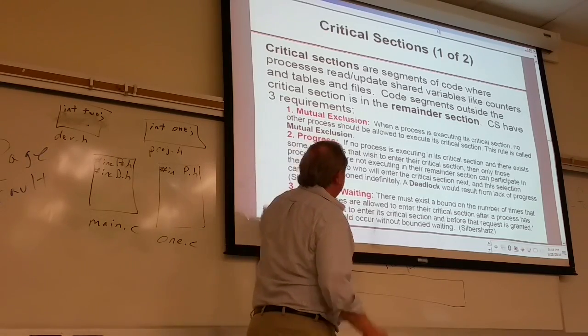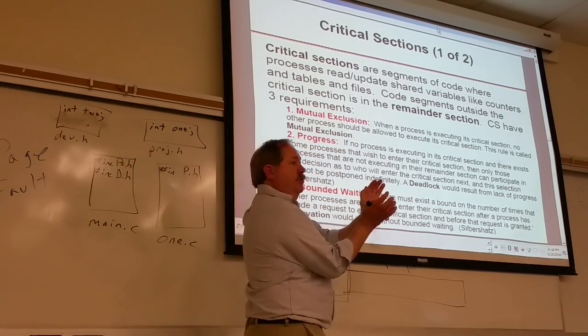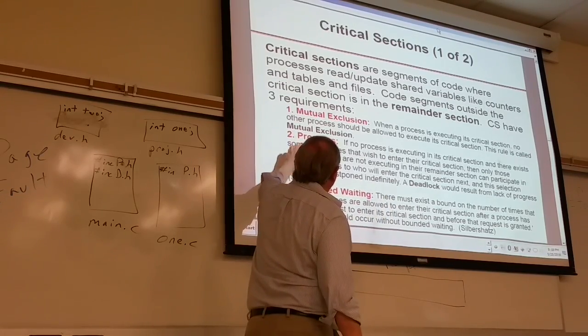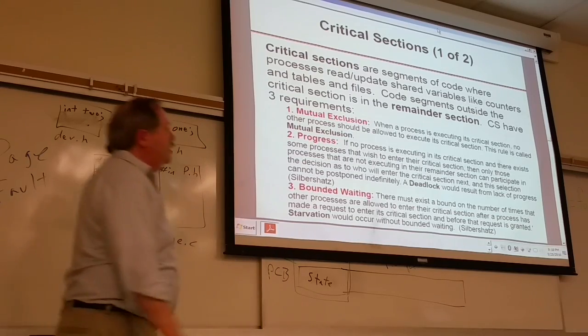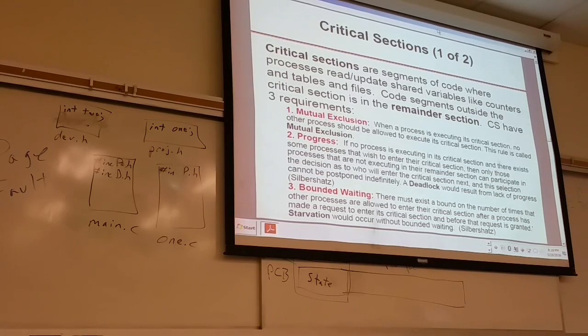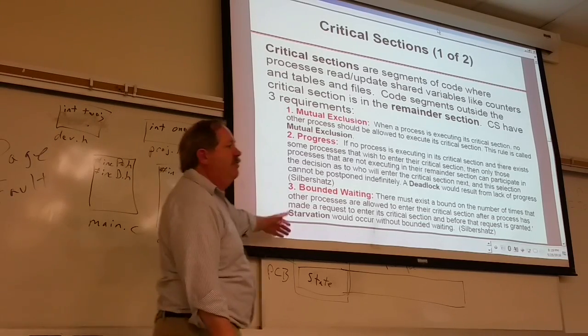So these are talking about a critical section. Okay? So that's mutual exclusion, progress. Bounded waiting says that there will be a limit on the times that a process will wait for its critical section before another process may return to its critical section. In other words, it's got to be fair.